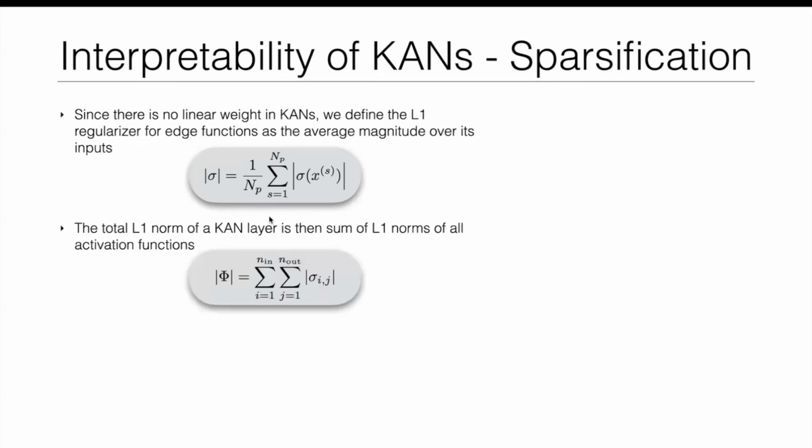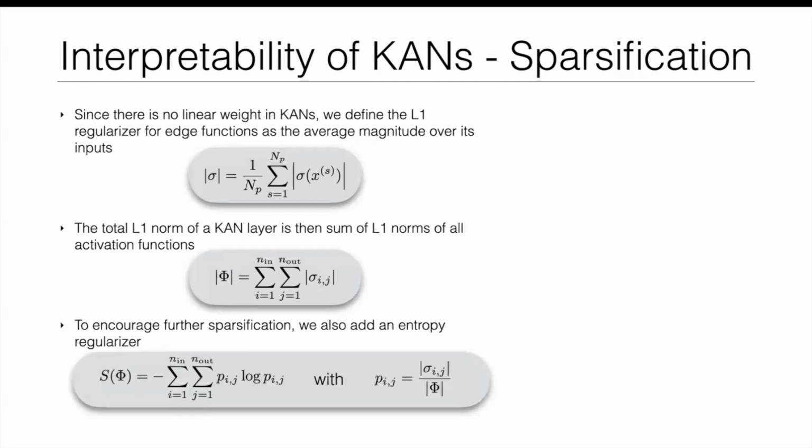And then for each KAN layer, I'm just defining the L1 norm to be the sum of these L1 norms. So if I have some node, I have some incoming things, I have some outgoing things, and I'm summing up all of the incoming edges, sort of the norm of all of the incoming edges and all of the outgoing edges. So this is what I call this absolute value of phi here. And this is what I add to my loss. And this by itself already will lead to some sparsification, but we wanted to achieve even more sparsification.